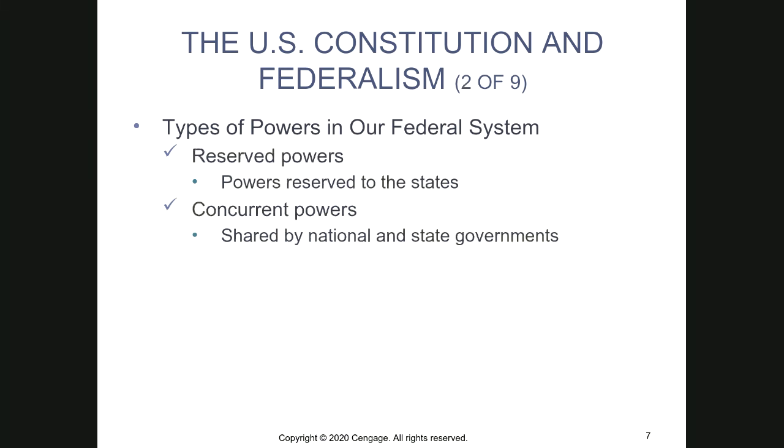Now, understand that over time, this evolved. So it evolved so that the states got less power and the federal government got more power. And one way in which this happened was through concurrent powers. So concurrent powers are powers that are provided to both the state and the national government.